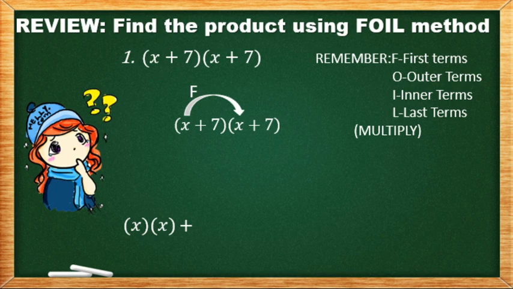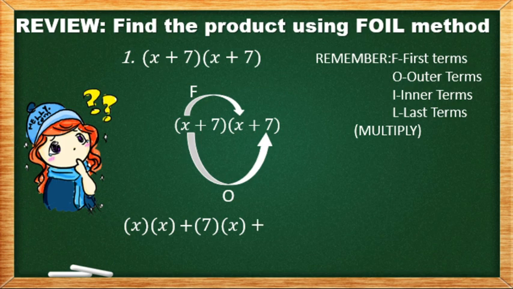Product or multiply the outer terms of the expression. So, ano yon? Yung x to 7. So, that's why we have outer terms of 7 times x plus. Next, the inner terms. Ano yung inner terms? So, ito yon. So, 7 times x. That's our inner terms. So, that's why 7 times x plus the last terms, which is 7 times 7.